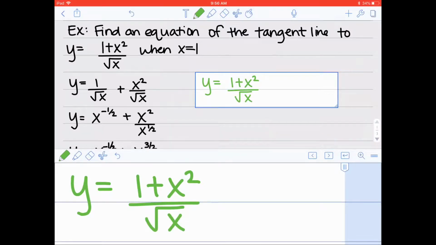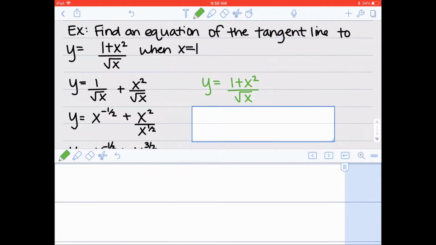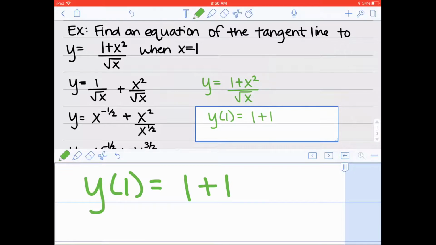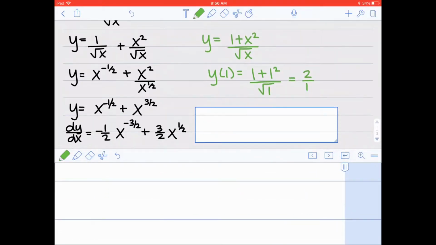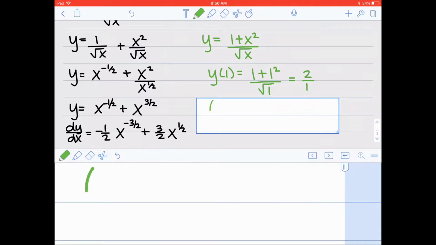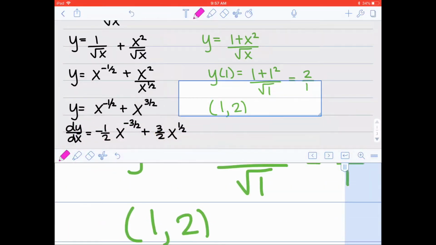And I need to know what point I can plug into my tangent line. So I'm going to say y of 1, because I want to know what the y coordinate is when the x coordinate is 1. So y of 1 is 1 plus 1 squared over the square root of 1. And that's 1 plus 1 is 2 over the square root of 1 is 1. So what that tells us is that we have the point with an x coordinate of 1 and a y coordinate of 2.